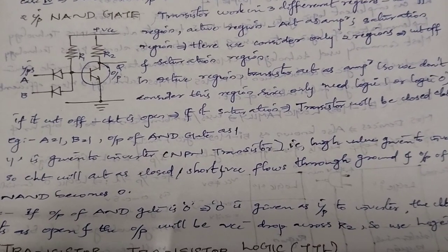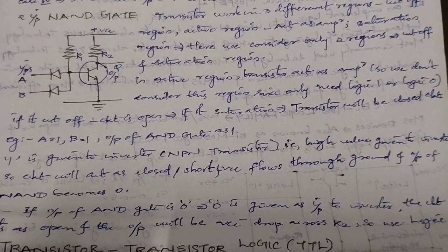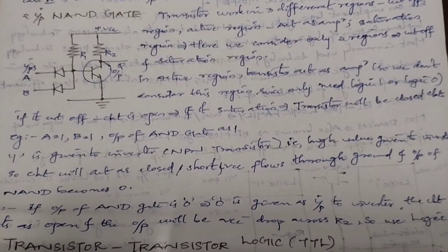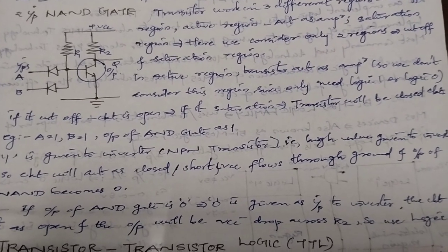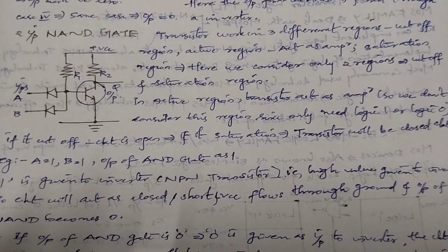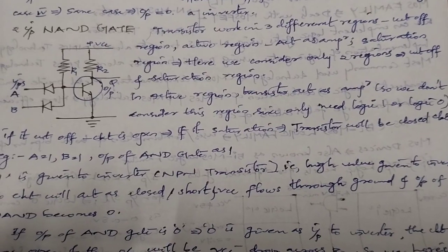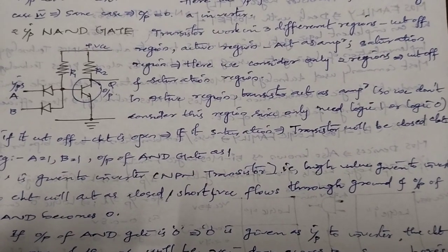So we don't consider the active region, since we only need logic 1 or logic 0. If it is in cutoff, the circuit is open; if it is in saturation, the transistor will be a closed circuit.